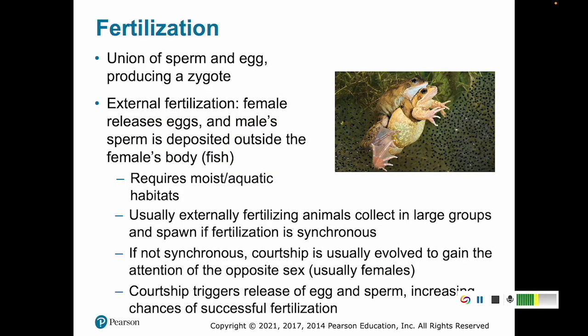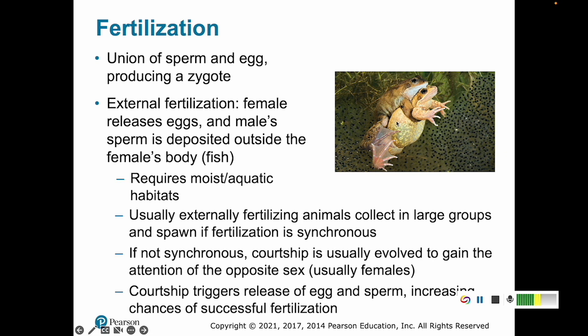Then fertilization is the union of a sperm and an egg that produces a zygote. This can happen externally or internally. In a lot of aquatic species, external fertilization is found. External fertilization occurs when a female releases eggs, then the male's sperm is deposited outside of the female's body. This happens a lot in fish. This is happening in these frogs. This frog is laying her eggs, and then this frog is going to fertilize them outside.